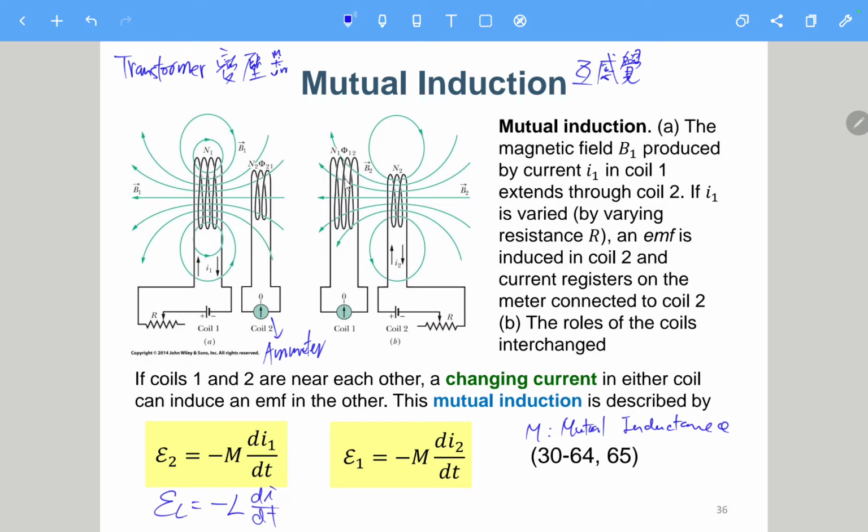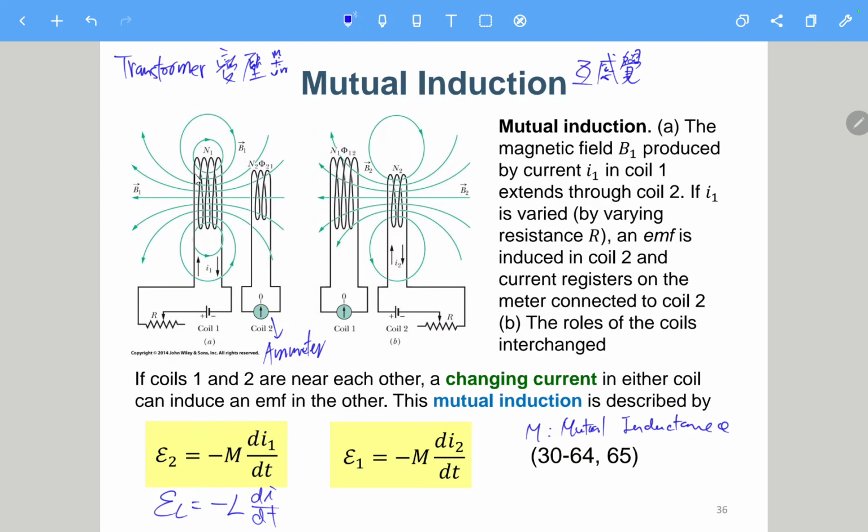So here we generate some current I2 going through the second coil, and of course it will also generate a B field, and then if this I is changing, then the magnetic flux over the first coil is also changing, and it will generate induced EMF and induced current. So here we have I2, there we have I1, and then there's E2 and E1.